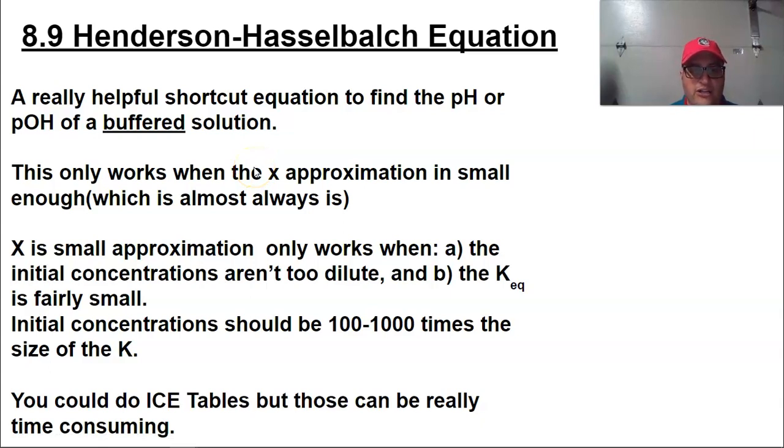Rare occasion, again, on your AP test, you might have one mixed together, just because on the AP exam, they like mixing things together. The x approximation works when the concentrations aren't too dilute and the Keq, or Ka or Kb, is very small, 100 to 1,000 times the size of K. Again, that's like 10 to the negative third, 10 to the negative second.